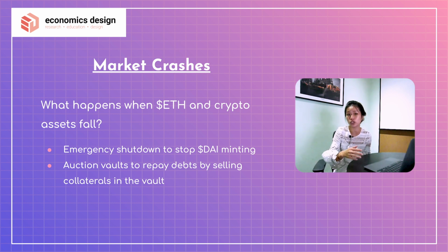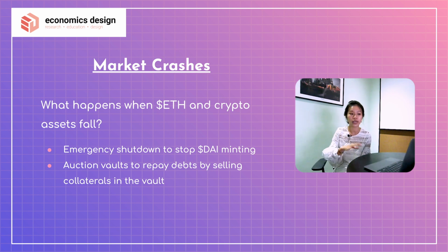People who can't afford to repay their vaults, then the vault itself will be liquidated and that would be done through auction mechanisms. So they will auction out the vaults. The fees earned from the auction will be used to close and cover that vault and repay the entire system.